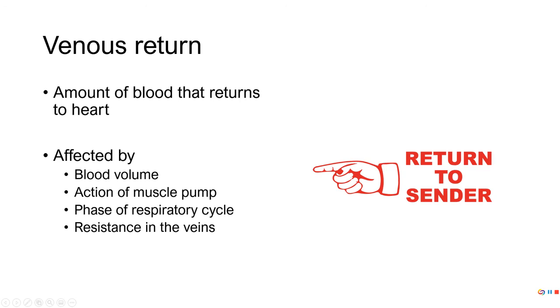So just to go through this really quick. Blood volume: if I've got more blood volume, that will generally increase venous return. If I've got muscle pump activity, that will increase venous return. If I've got increased resistance, that's going to decrease it. And then the phase of the respiratory cycle, it depends. If I'm inhaling, that's going to generally make it easier to get blood in, but on exhale, I'm going to have lower venous return. We'll talk about that towards the end of this lecture.